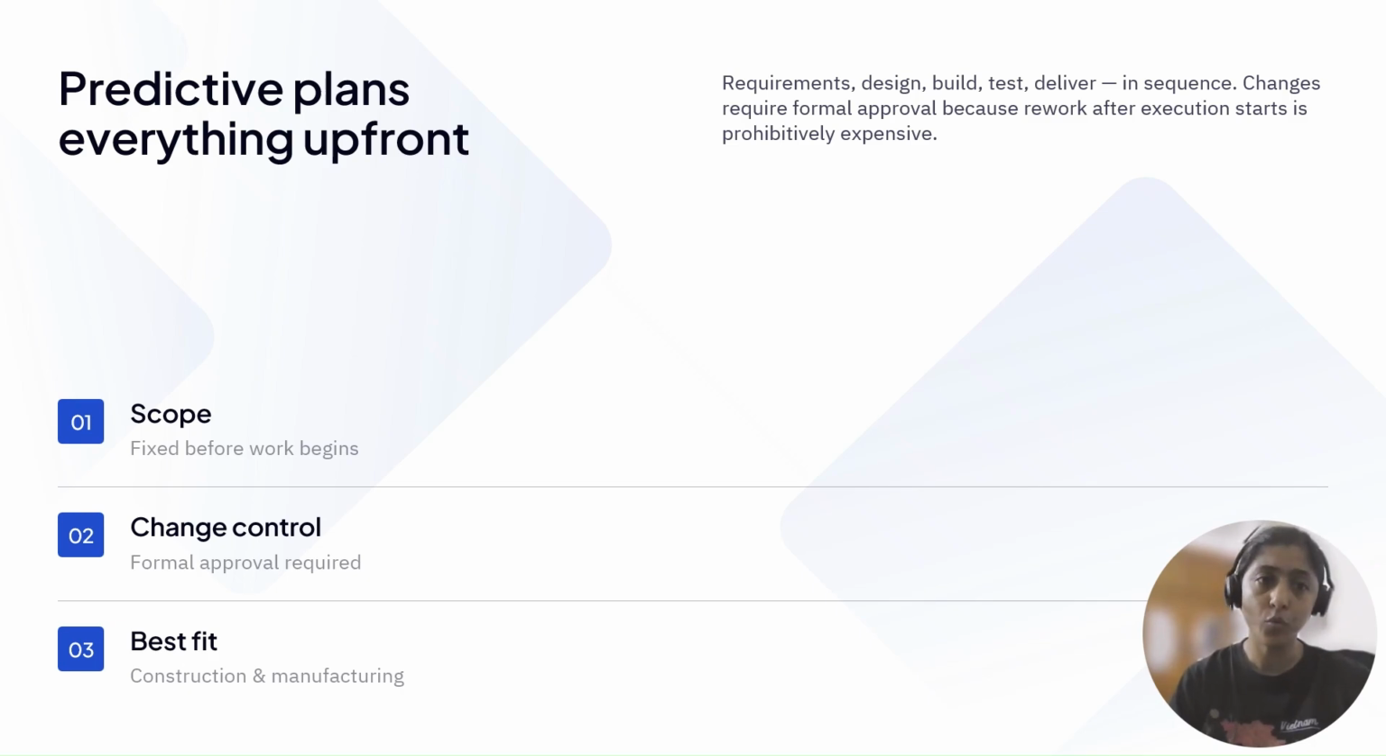This approach works best when requirements are stable and unlikely to change. For example, construction, manufacturing, oil and gas, highway projects, infrastructure projects. The biggest strength of predictive is certainty, and everyone knows what will be delivered before the project begins. The biggest weakness: it doesn't adapt well when customer requirements change frequently.